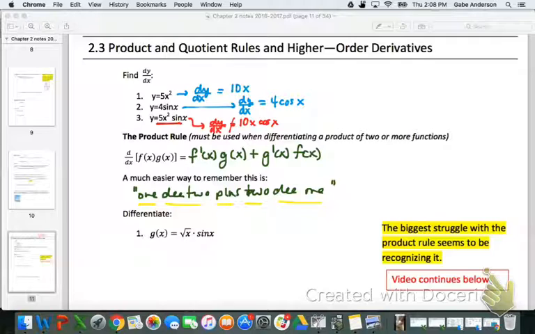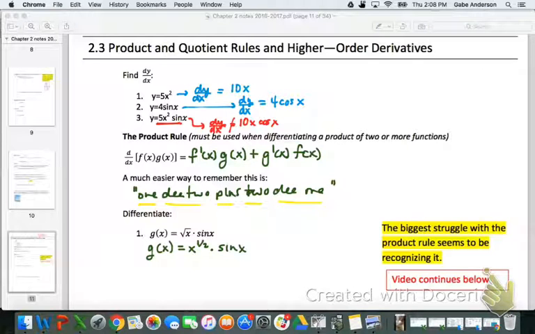All right, so we're going to do one example of this product rule. Here in number 1, says g of x is equal to root x times sine of x. We're going to do a little bit of rewrite here before we actually differentiate. We're going to rewrite that radical as x to the 1/2. So it's going to be g of x is equal to x to the 1/2 times sine of x.